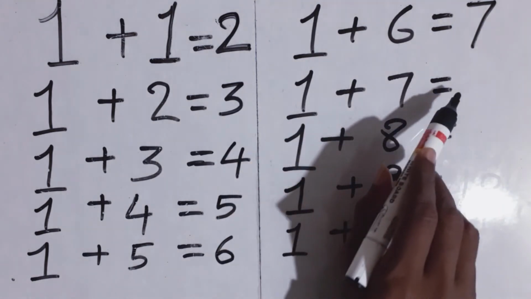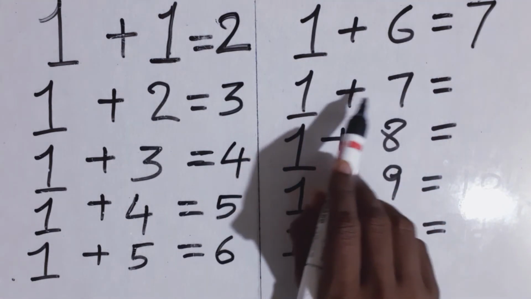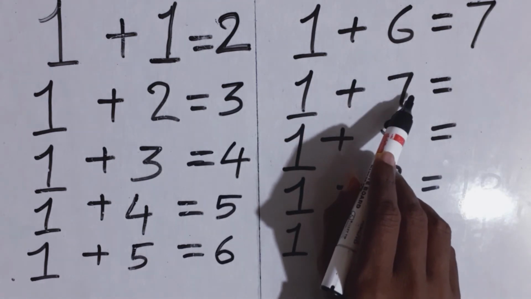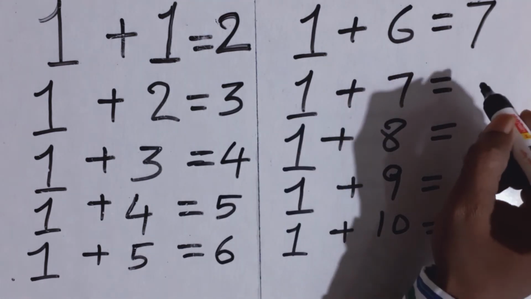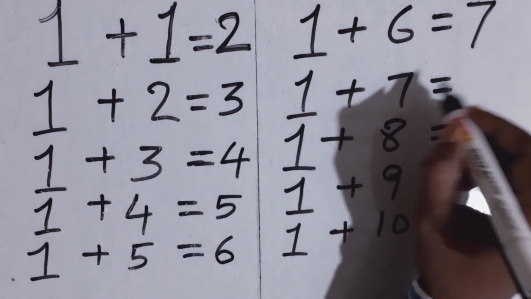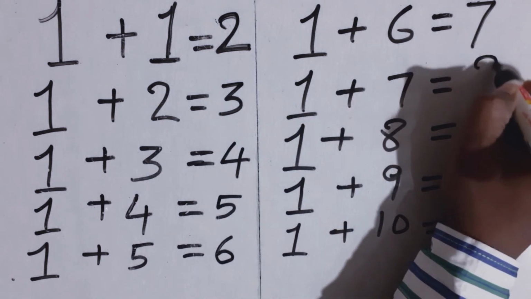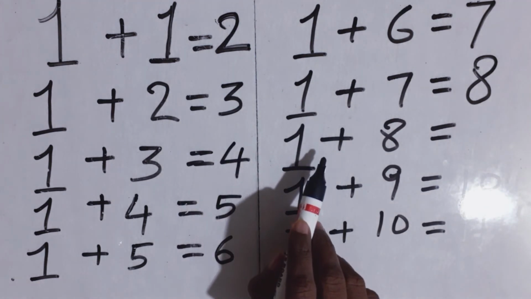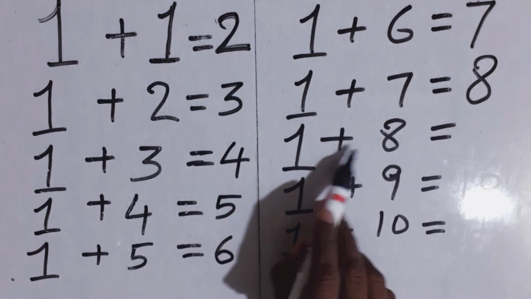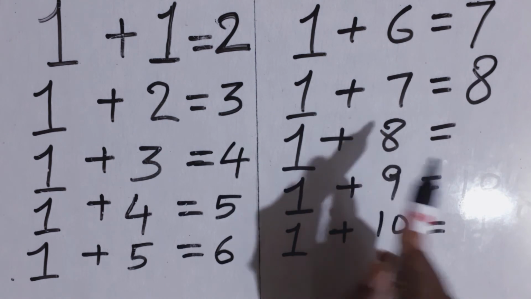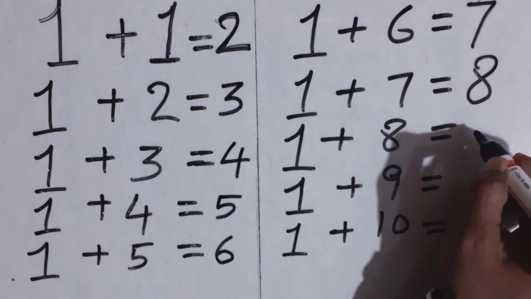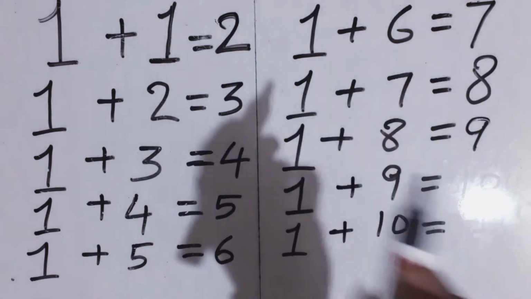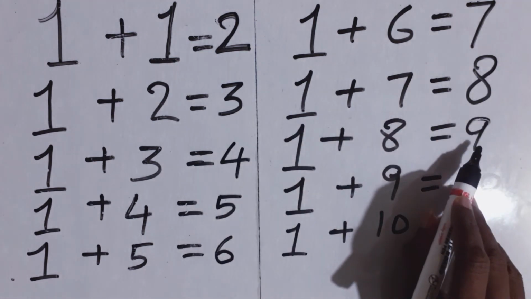Now tell me the right answer. 1 plus 7. What is the 1 plus 7? Write the answer here. 1 plus 7 is equal to 8. Now tell me the answer. What is the answer? 1 plus 8. Write the answer here. 1 plus 8 is equal to 9. Write the answer here, 9.